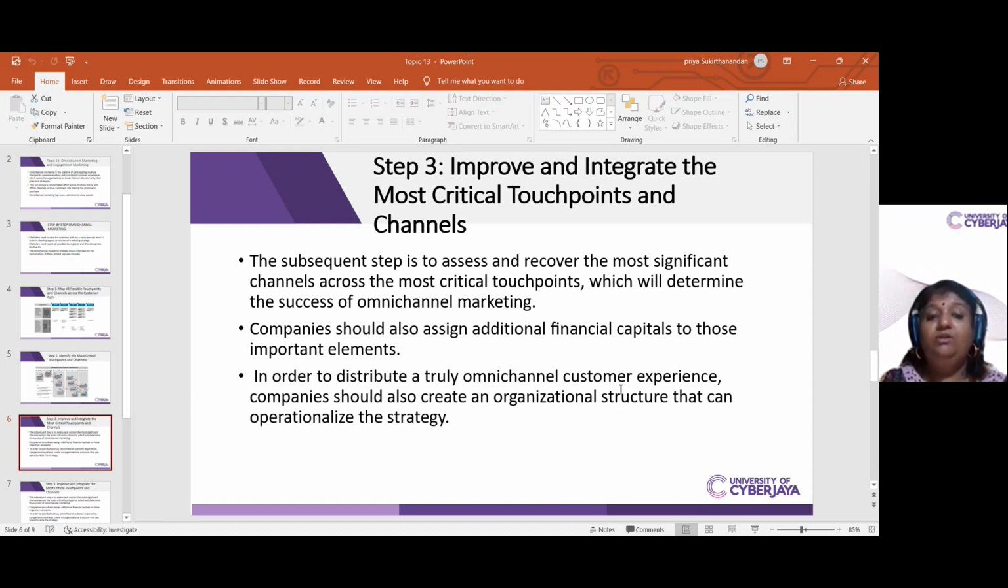Okay. So in order to deliver a truly omni-channel customer experience, companies should actually create an organizational structure that can operationalize the strategy. So it is very, very important. So this is where the human capital comes in, where you must make sure that you can strategize or operationalize the strategy towards the successful implementation of this kind of marketing.